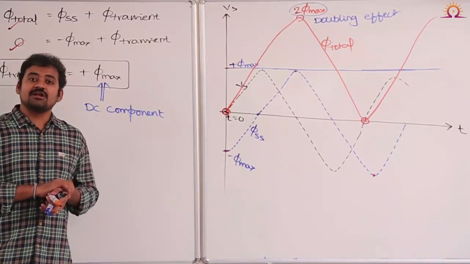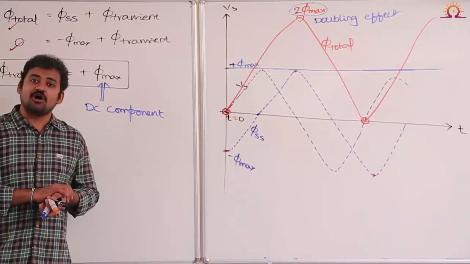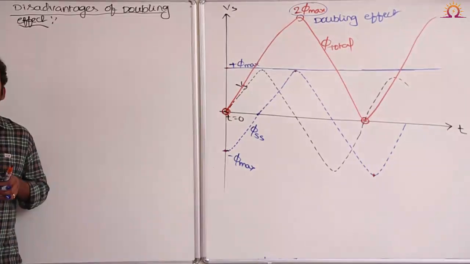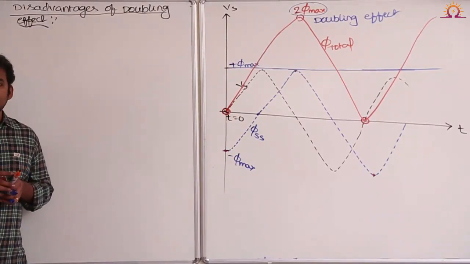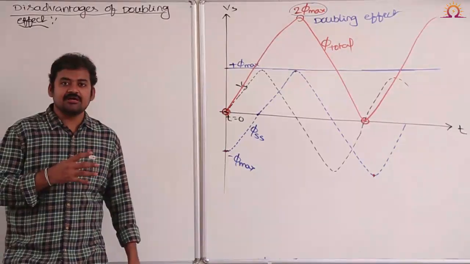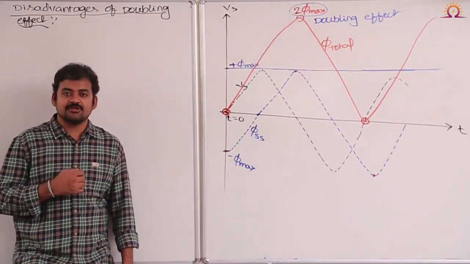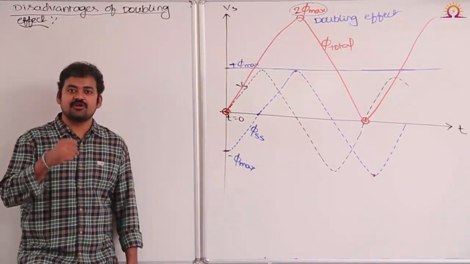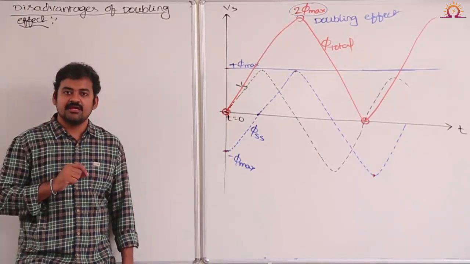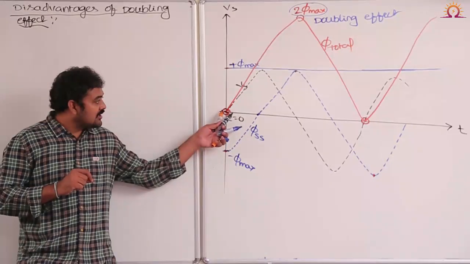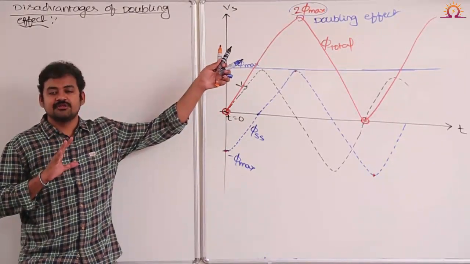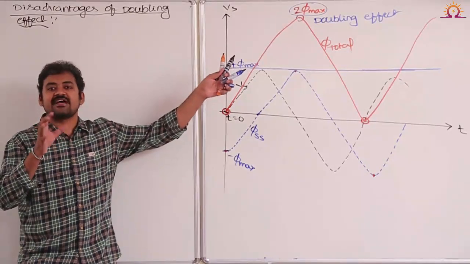Okay. Now, what are the disadvantages? What are the consequences of this doubling effect? We need to discuss that now. First of all, this is the phenomenon experienced by a transformer when we switch it on at an instant where the supply voltage is crossing its zero value. If supply voltage is zero, the resultant flux will reach 2 times the actual maximum value. Therefore, the core will be saturated.